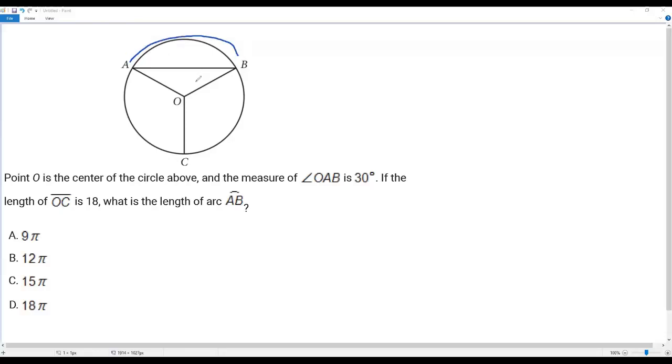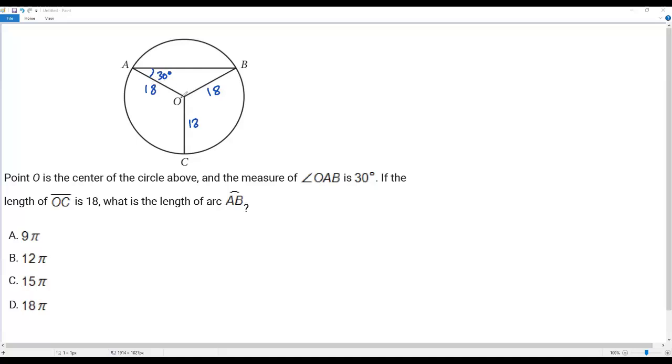We have the information that the measure of angle OAB is 30 degrees and the length of the line segment OC is 18. Actually, OC represents the radius of the circle because O is the center of the circle and C is a point on the circle. The distance between the center and any point on the circle is called the radius. So the radius is 18, and OA and OB are also radii of the circle. So the length of OA is 18, and the length of OB is also 18.